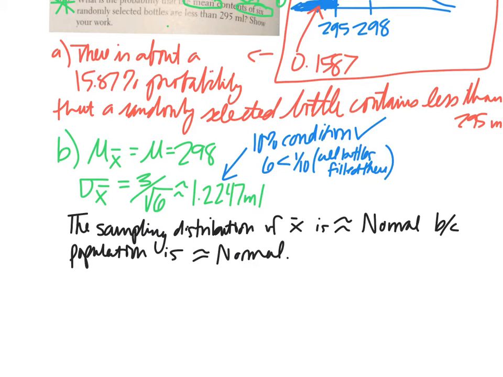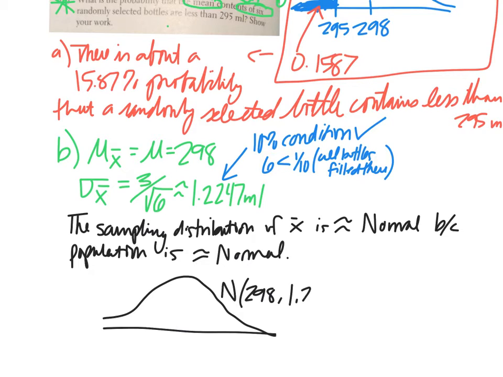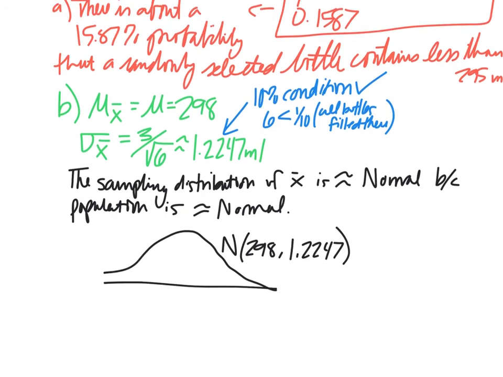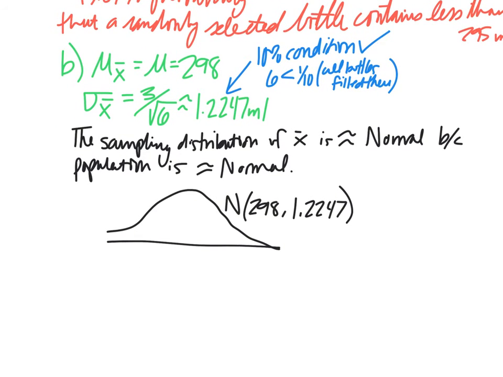Notice here, I do not have a sample size of 30. I have a sample size of 6, but it doesn't matter because the population is approximately normal. So since the population is approximately normal, that means the sampling distribution is approximately normal, which means I can do a normal calculation to actually answer this question, which was what is the probability that the 6 bottles have a mean of less than 295 milliliters?